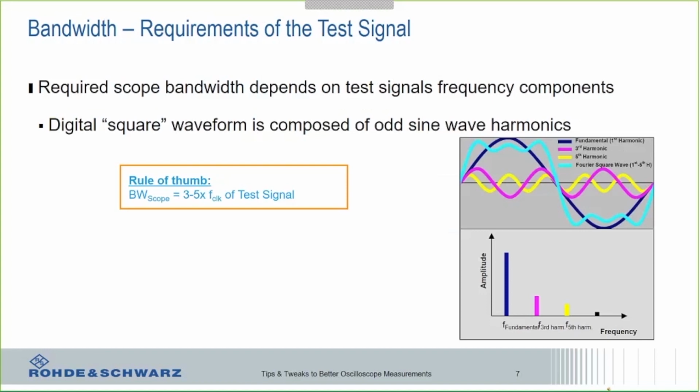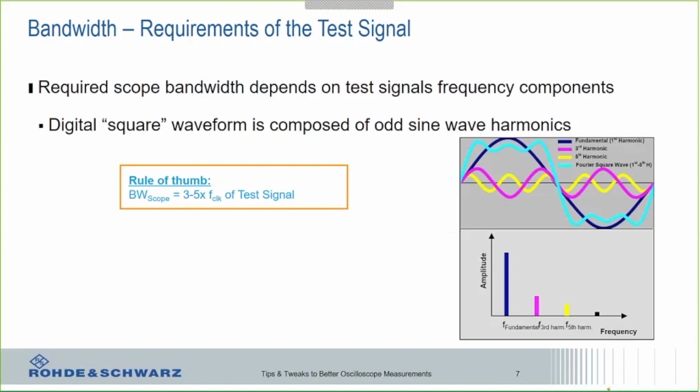The first one is that the amount of bandwidth you need is going to depend on the frequency components of the signals that you're looking at. When we talk about a digital waveform, or something that is not just a sinusoid, not just a sine wave, it's going to be made up of a number of different harmonics. Those harmonics are what give the signal its shape, and those harmonics are what you can use to determine how much bandwidth you're going to need.